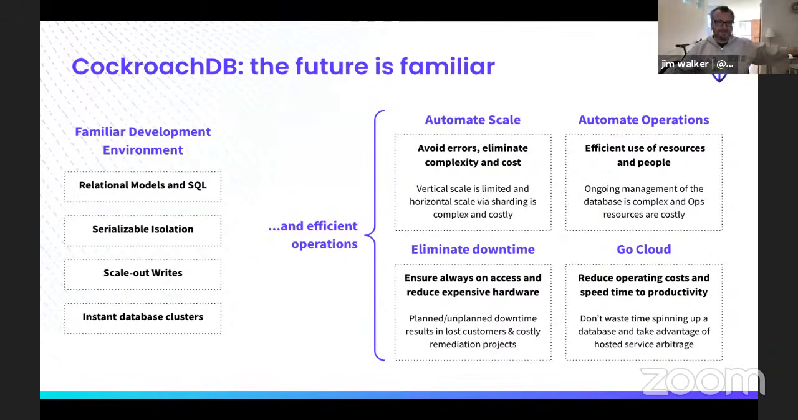Let's let people build. Let's scale out writes for people. Let's give them instant clusters. Let's let you code against relational models, give you normalization, referential integrity, all these things. But let's not worry about scale. Let's not worry about operations. Let's ensure uptime and let's go cloud. And let's allow people to gain the massive, huge efficiencies of not having to deal with any of those things. And so, CockroachDB Serverless is a big part of this future for us.